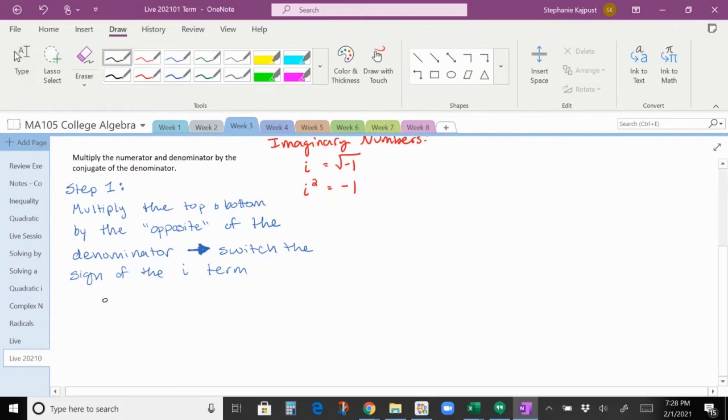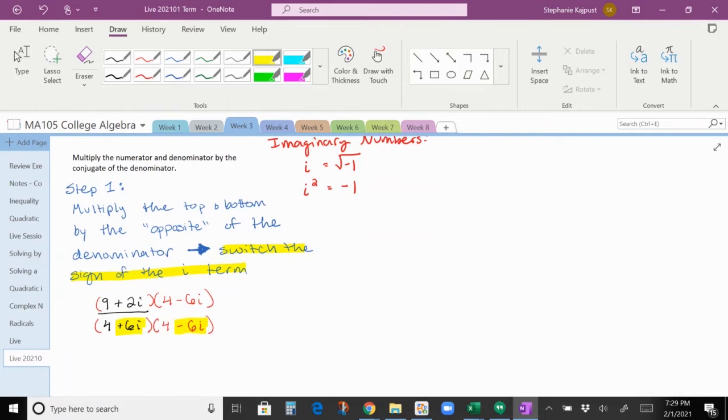So our problem that we had, I'm going to rewrite it. We had 9 plus 2i over 4 plus 6i. And so I'm multiplying by the denominator, but with the opposite sign of the I term. You can even color code here to indicate that those are opposite signs, so you can visually see what just happened. That way, when you're looking at this later or you see another problem, you're like, okay, this is what I need to do.